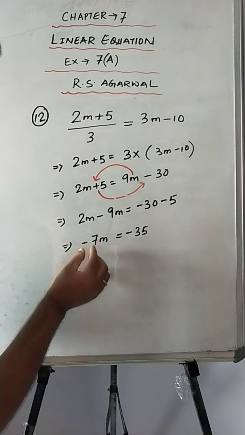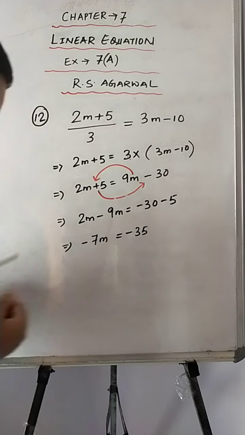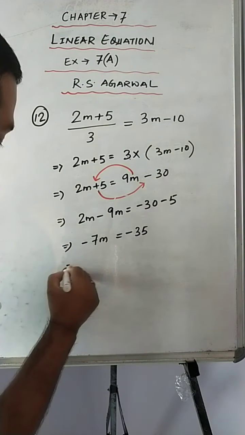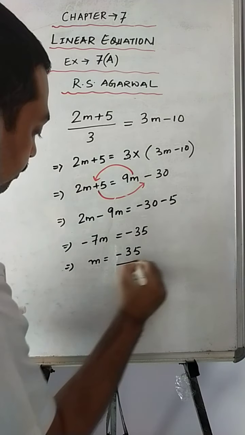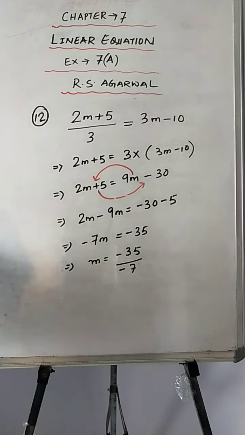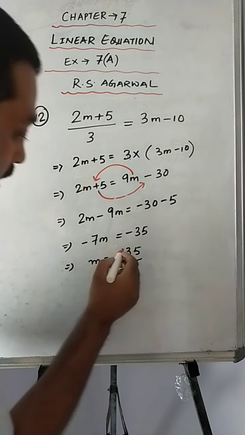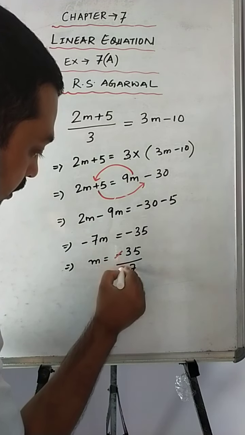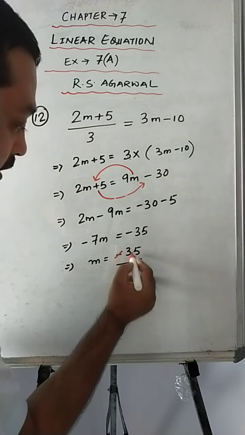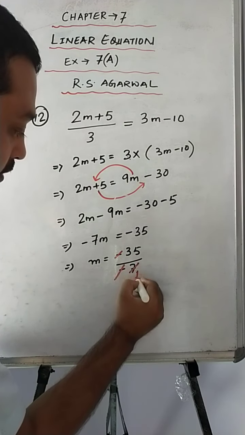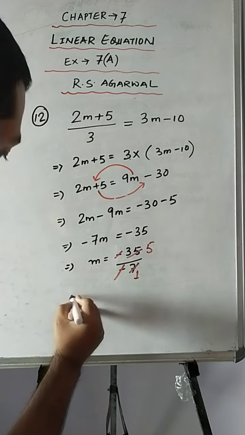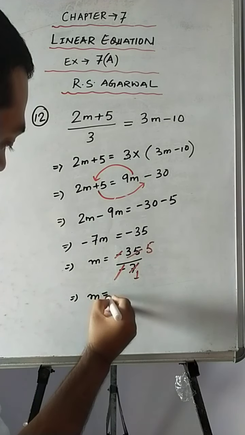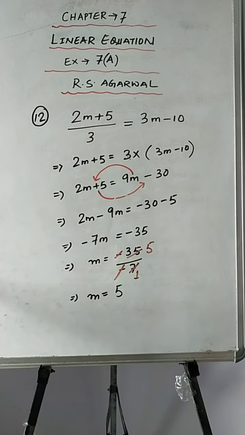Okay, now we'll take this minus 7 towards the right hand side, so it will look like m is equal to minus 35 by minus 7. Now both the numerator and the denominator are carrying the minus sign, so we'll cancel this minus sign, and this can be reduced by 7 also. So 7 1s are 7, 7 5s are 35, so the value of m would be what? 5. Okay, these are very, very important sums, students.